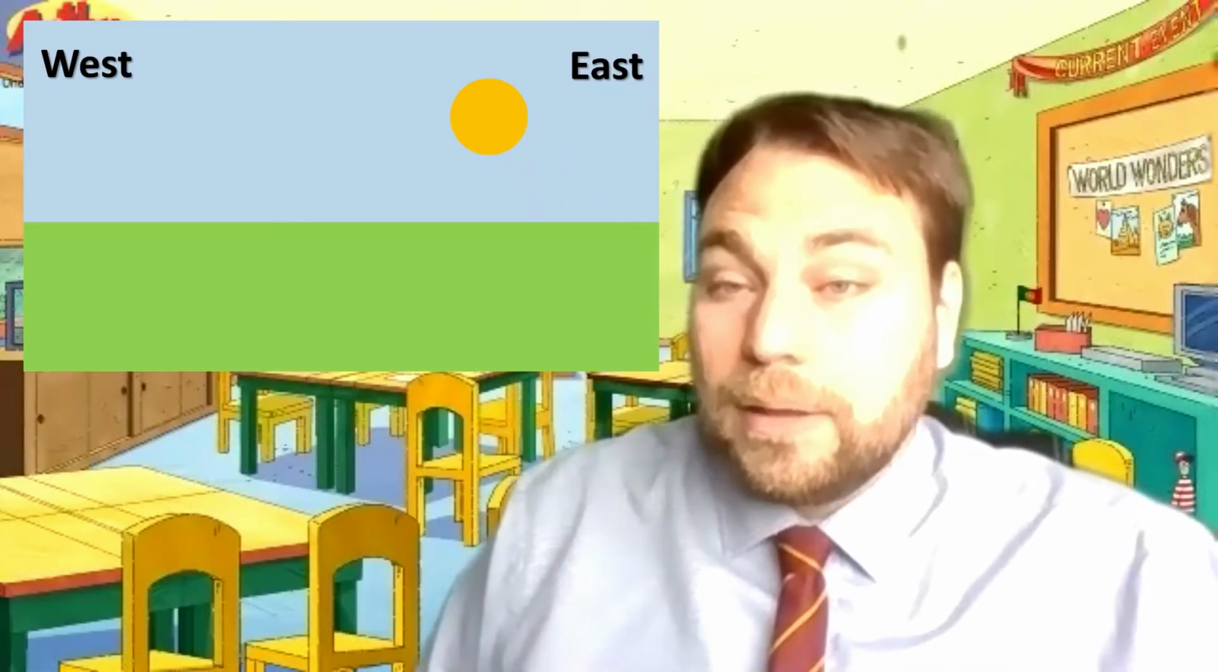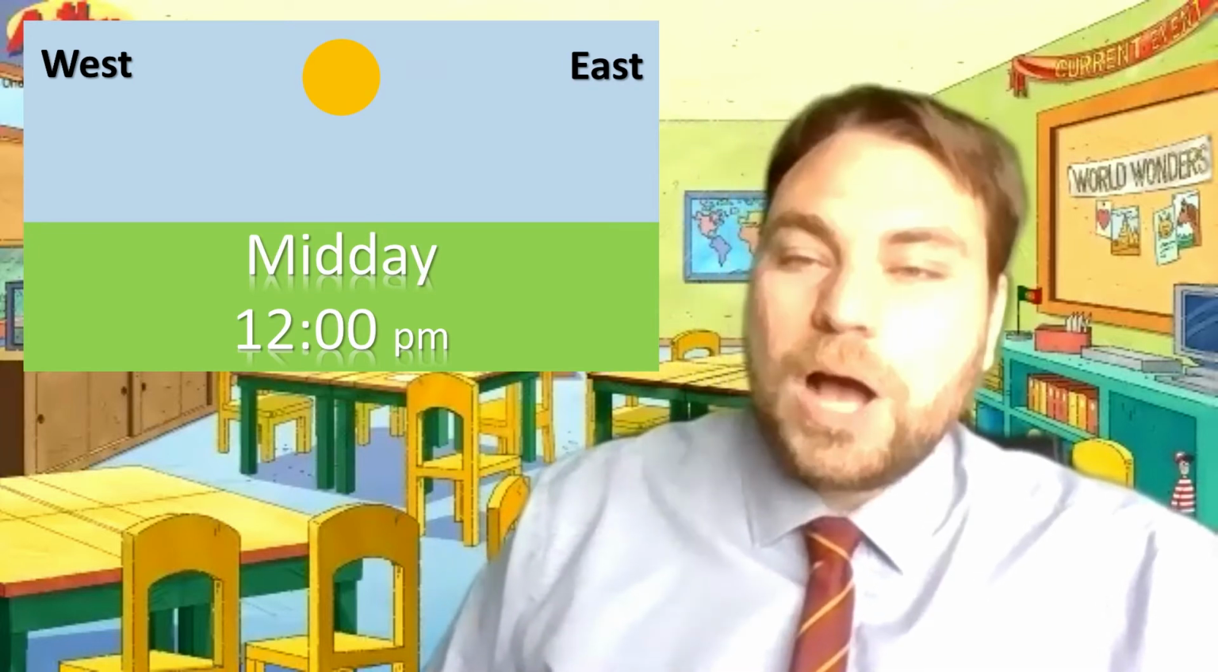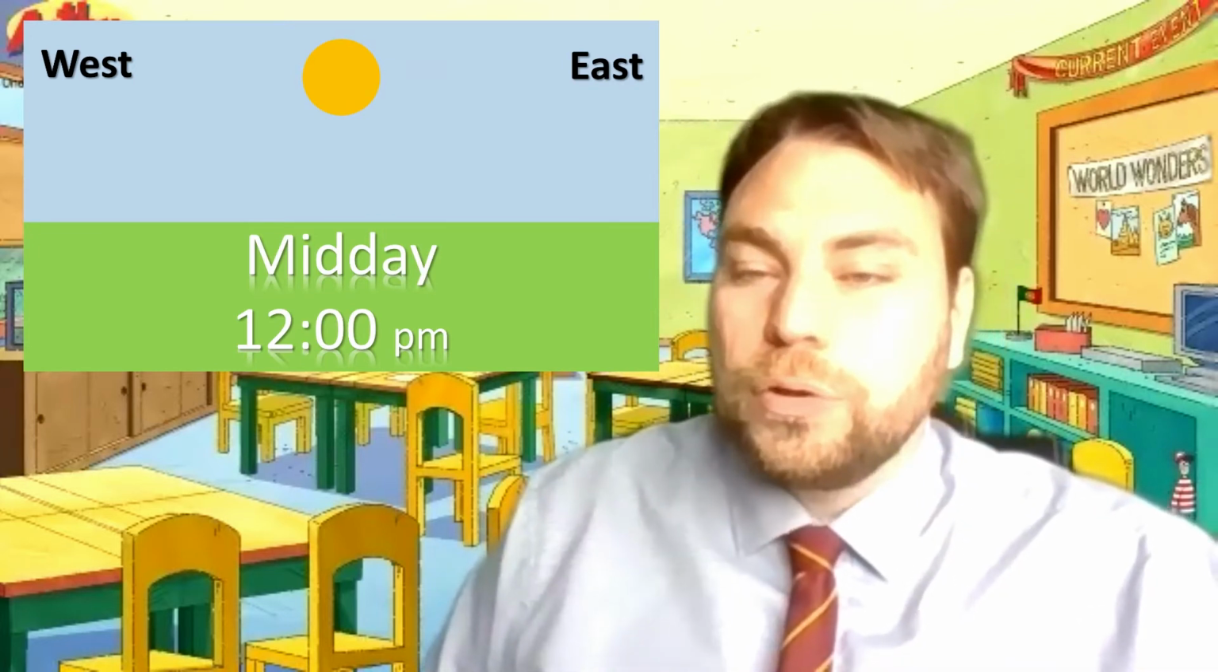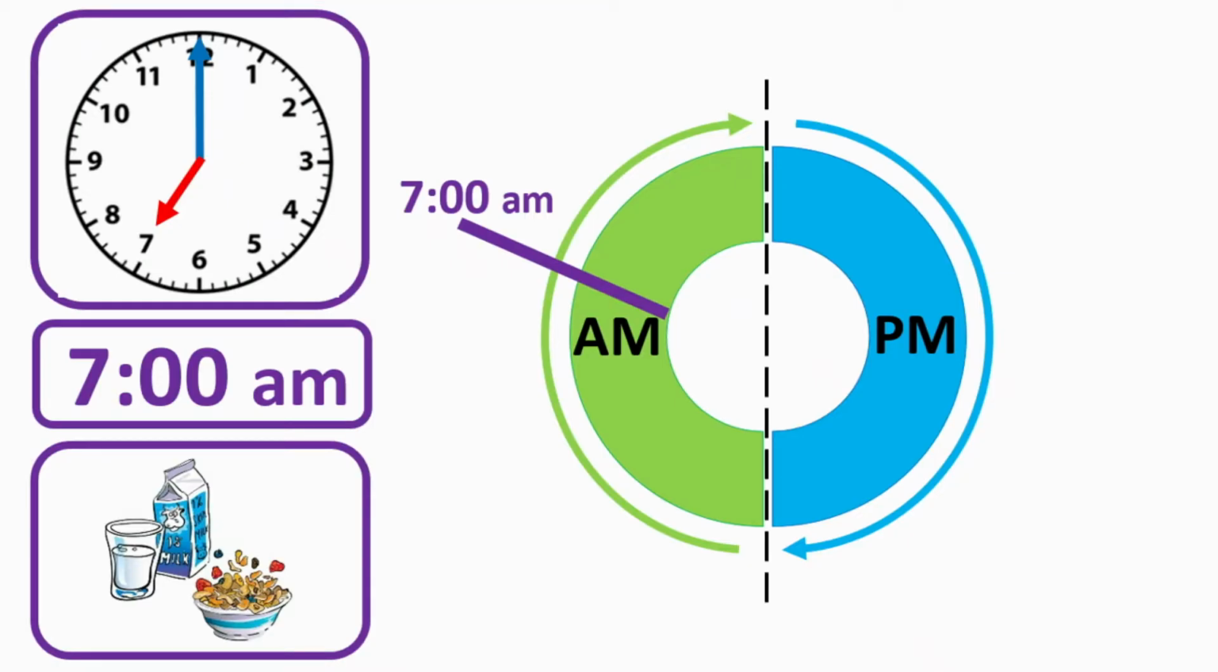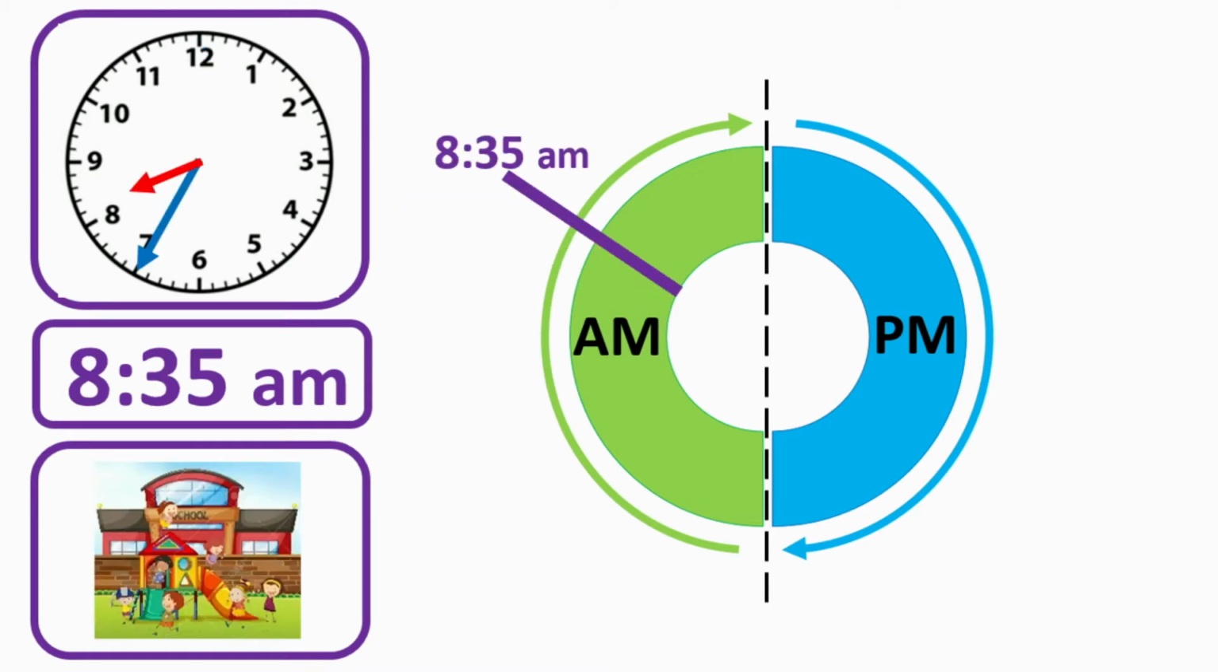Midday is the middle of the day, the time when the sun is at its highest point in the sky. Noon, 12 o'clock, lunchtime. So if we look at AM, we'll wake up maybe about 7 o'clock. 7 o'clock in the morning. So 7 hours, 00 minutes AM. Then normally you come into school and you'd be at school for 8:35. 8 hours and 35 minutes AM.